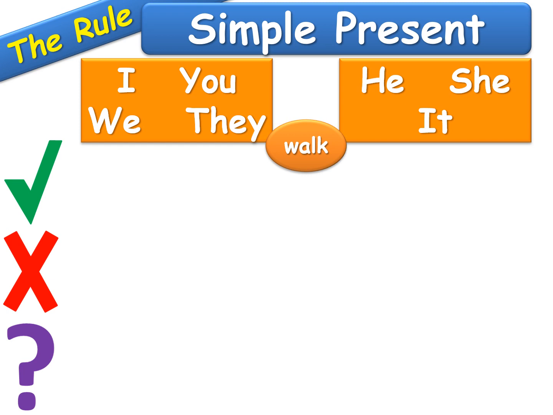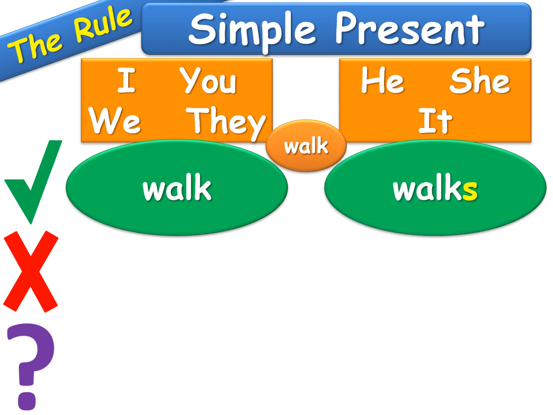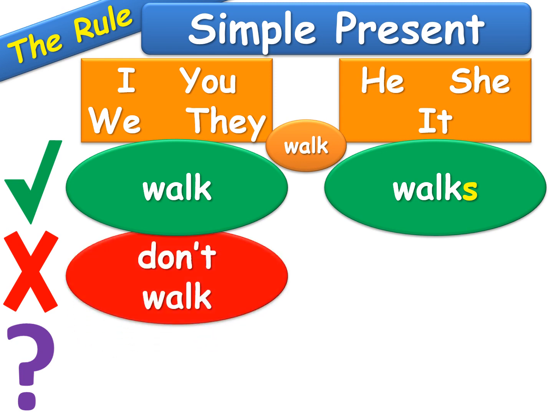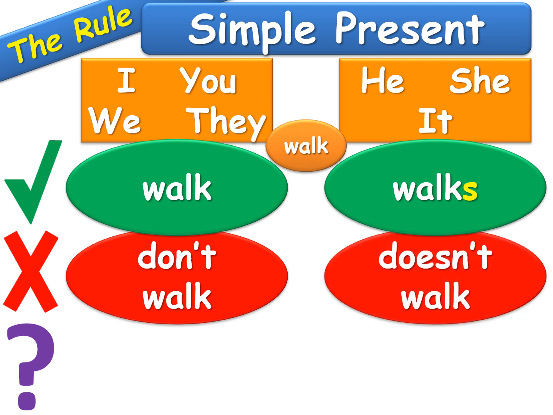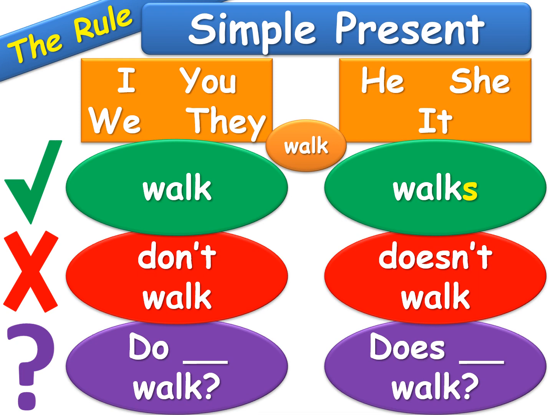So let's review one more time. In the simple present tense, we just need the verb, I walk to school every day. For he, she, it, we have to say, she walks to school every day. For no answer, I don't walk to school every day, or she doesn't walk to school every day. And if it's a question, do you walk to school every day? Or does she walk to school every day?